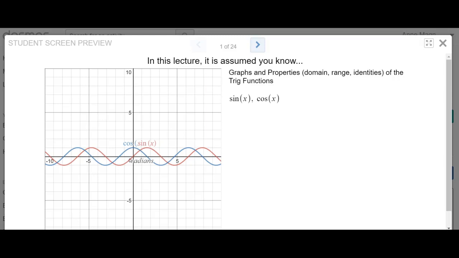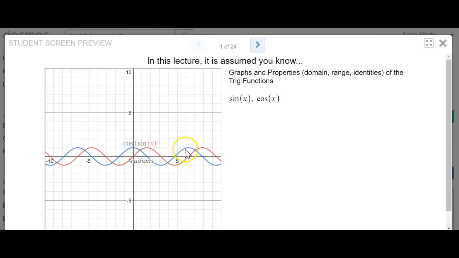Hello and welcome to section 3.3, derivatives of trig functions. You're going to want to review some trig if it's been a little while. You're going to want to be familiar with the properties of trig functions, the domain, range, and some identities, remembering what the basic characteristics of the graphs.